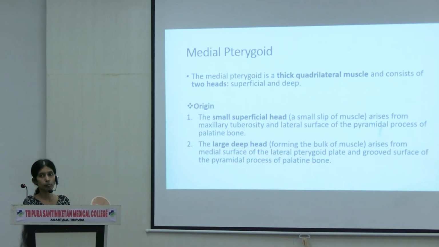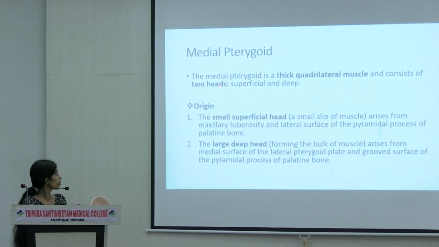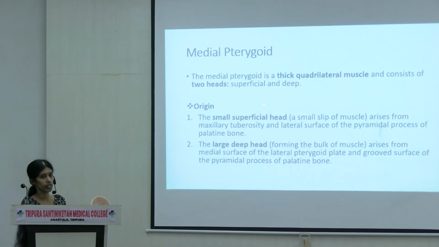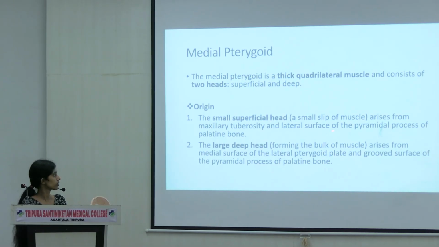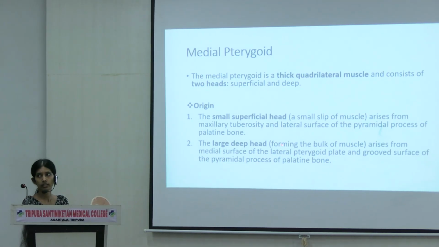The next one is medial pterygoid. Medial pterygoid is a thick quadrilateral muscle and it consists of two heads again. Here we call them the superficial and deep head. The origin: the small superficial head arises from the maxillary tuberosity and also from the lateral surface of the pyramidal process of the palate.